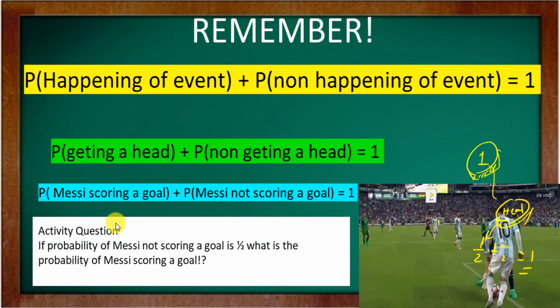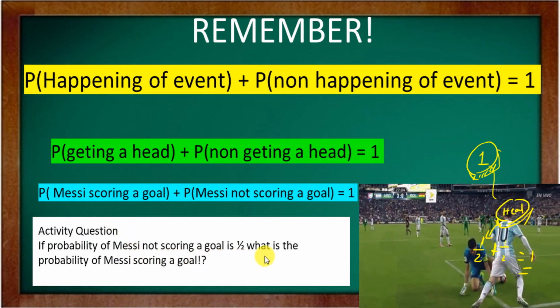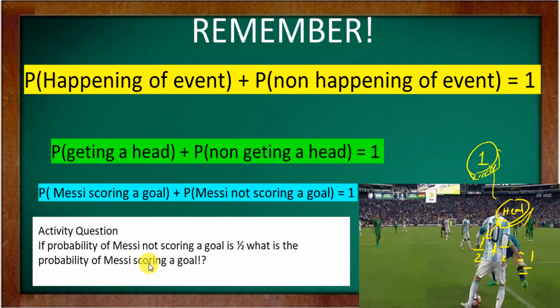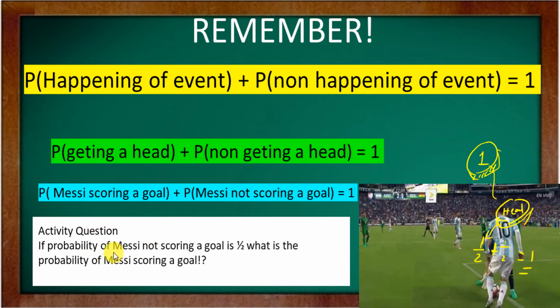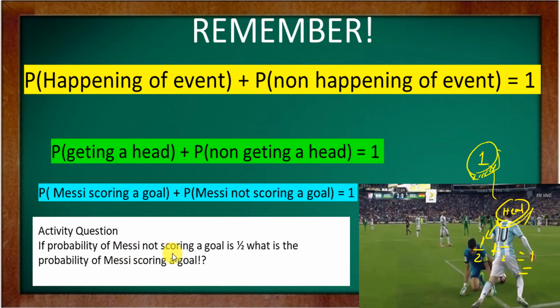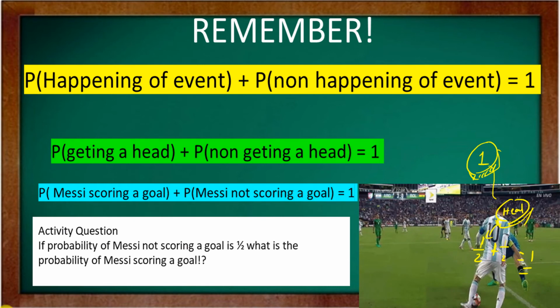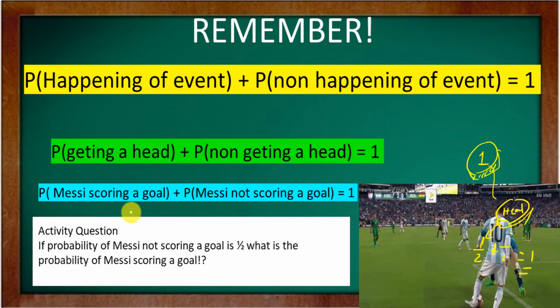And then if the probability of Messi not scoring a goal is half, what is the probability of Messi scoring the goal? You can tell me this. This is a very simple question. If the probability of Messi not scoring a goal is half, so this term is saying it is half, and then we have equal to 1, and he's asking us what is the probability of Messi scoring a goal. Basically he's asking us this term, right? So if you want to find this term, you can take this half to the other side, so this will again be half, right? It is as simple as that.